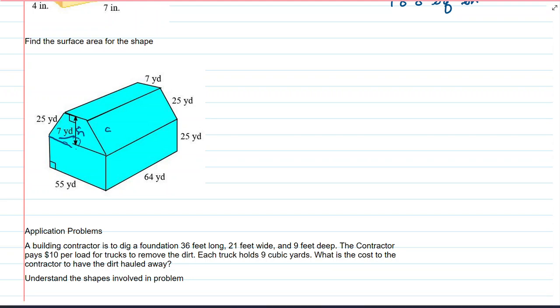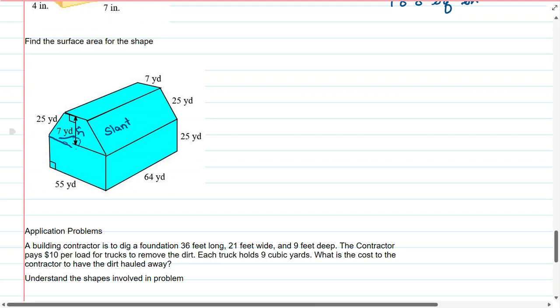bottom, two rectangle plus, okay, and then we have the slant rectangle, two slant rectangles, and one top rectangle. All right, so now we're going to do our formulas.